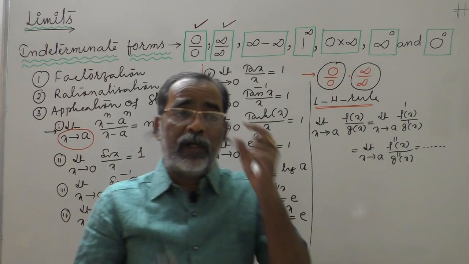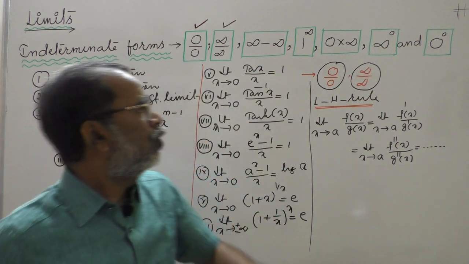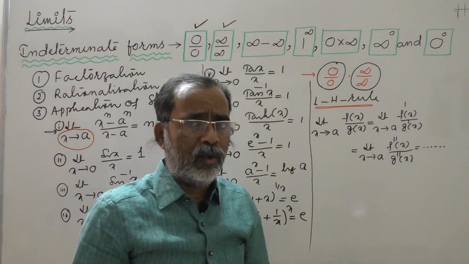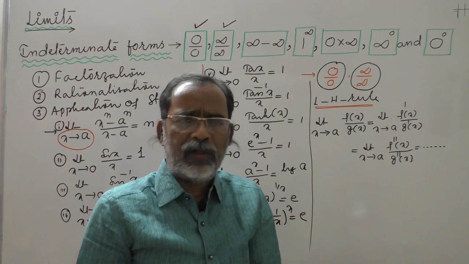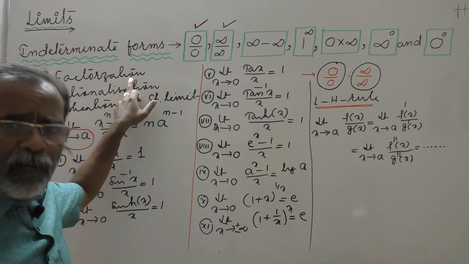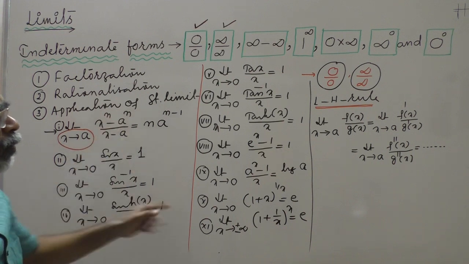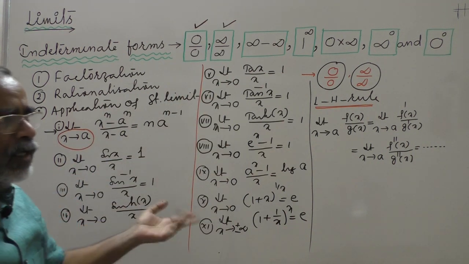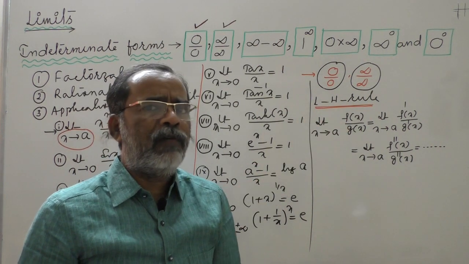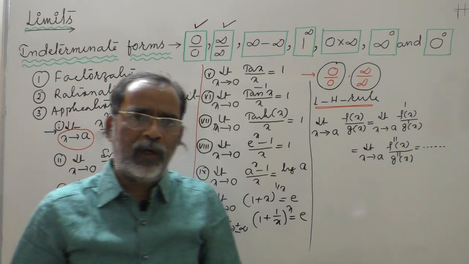What is this? When you are finding the limit of a function, you are getting 0 by 0 or infinity by infinity. What to do? No confusion. Choice is yours. You can use the factorization method depending on the problem. You can rationalize if roots are there. You can apply any one of the standard limits. You can also use L'Hospital rule. No restriction. Whichever you feel comfortable with, you can use. Okay? Let us see some problems.